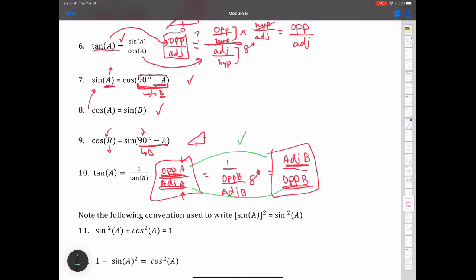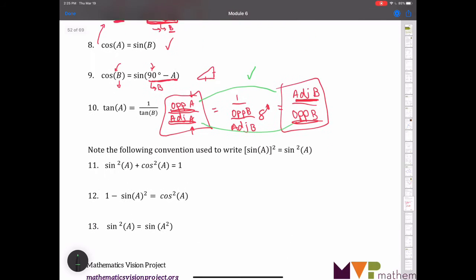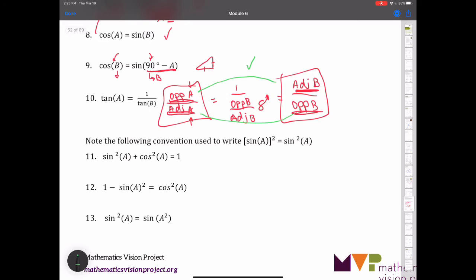All right, let's have a look here at number 11. That one's pretty tricky. Go ahead and try these on your own before we get started. All right, this one's a pretty big one.